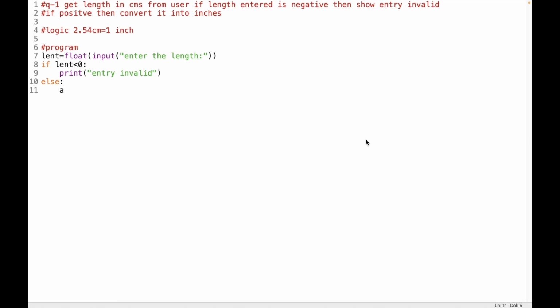So a equal to length divided by 2.54, because 2.54 centimeters equal to 1 inch. So to show number of inches, we're going to divide it by 2.54. Next, print number of inches equal to a. Let's see how this works.